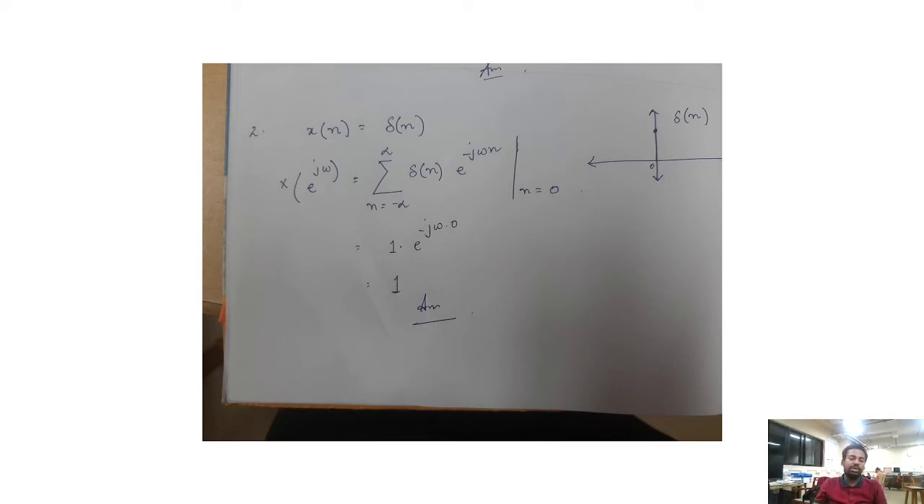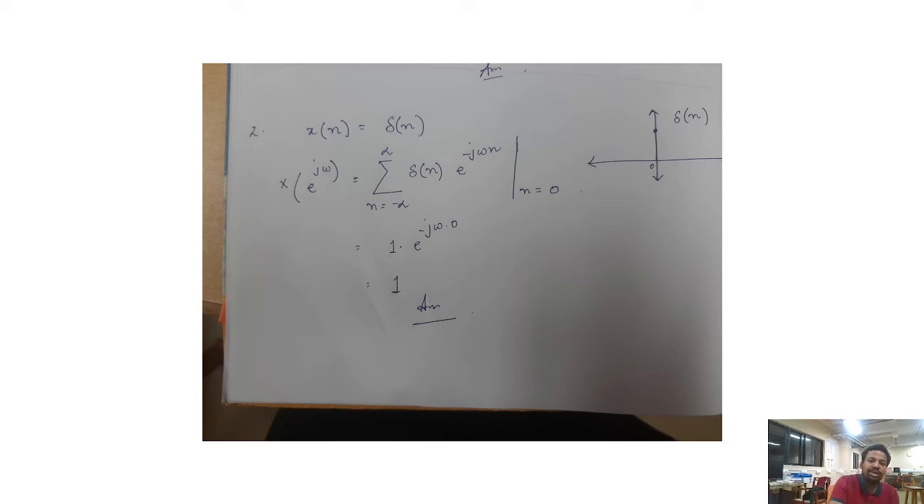So writing the original formula again, that is X of e to the power of j omega equals the sum from n equal to minus infinity to infinity, replacing x of n with delta of n into e to the power of minus j omega n. Then we have to recall the original definition of the impulse function. So what I said, the impulse function for a discrete signal, that's very important for discrete signals, will have the value of 1 at n equal to 0 and it will be 0 elsewhere.